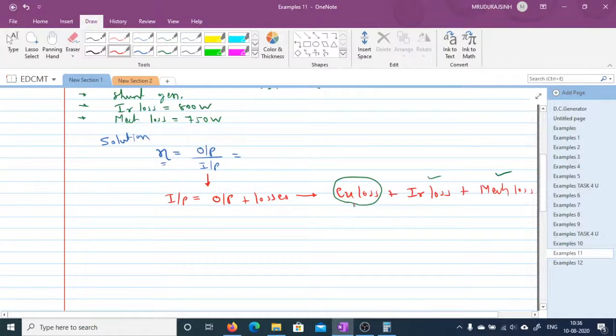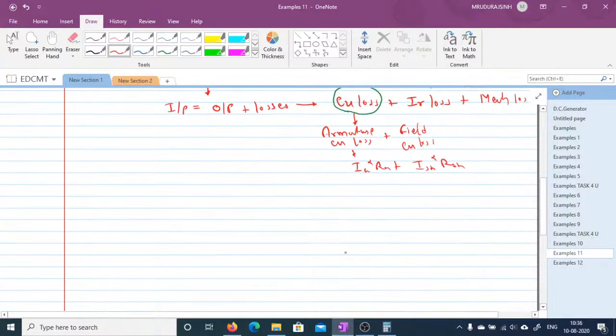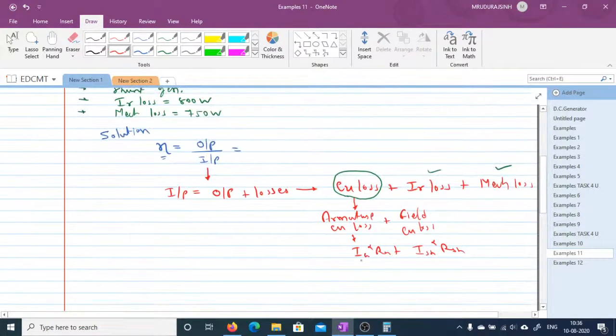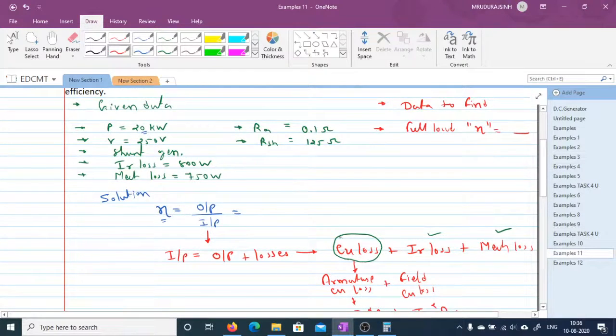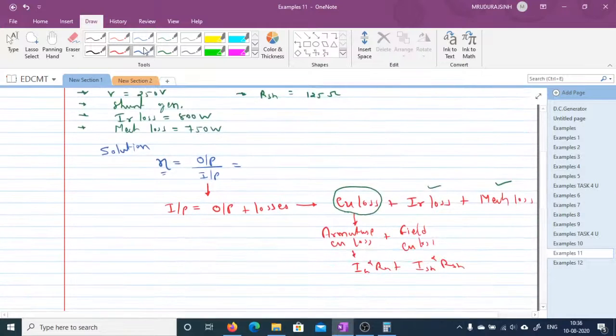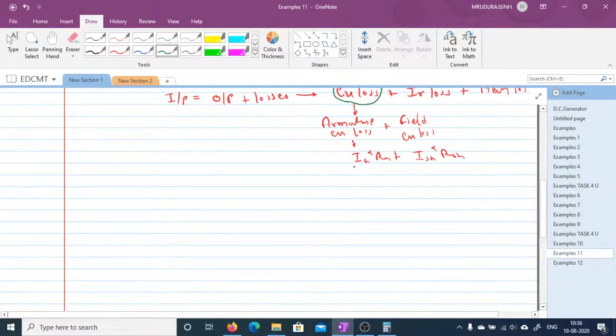So now if we talk about this copper loss, it is constructed of armature Cu loss plus field Cu loss, and armature copper loss is given as Ia square Ra, and field copper loss is given as ISH square RSH. So this is what we require to find. Now let's check that armature current is given. No, it's not given, and shunt field current is also not given. So what do we require to find? We require to find armature current and shunt field current.